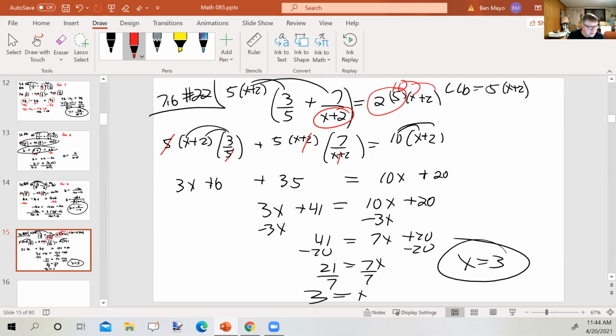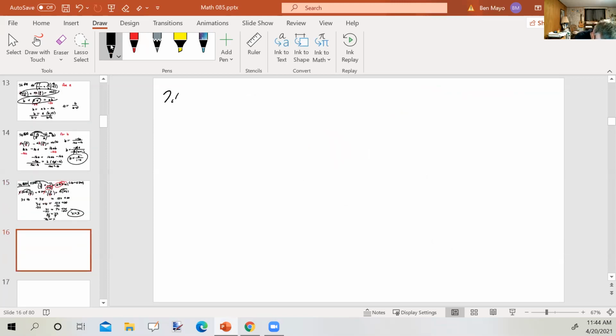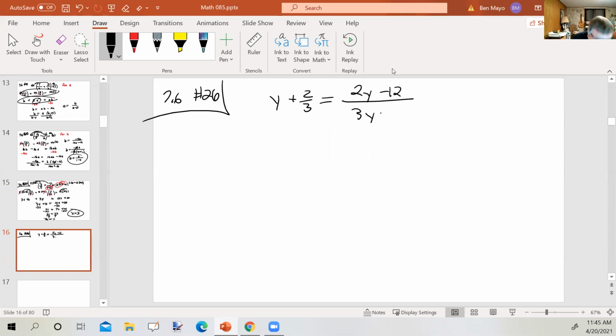Okay, number 26. Solve the equation. y plus 2/3 equals (2y minus 12) over (3y minus 9).